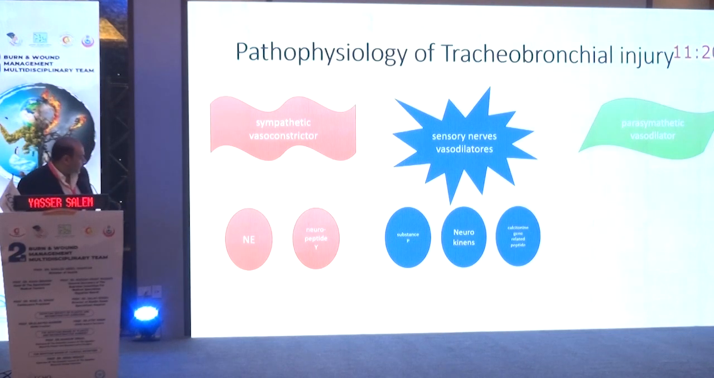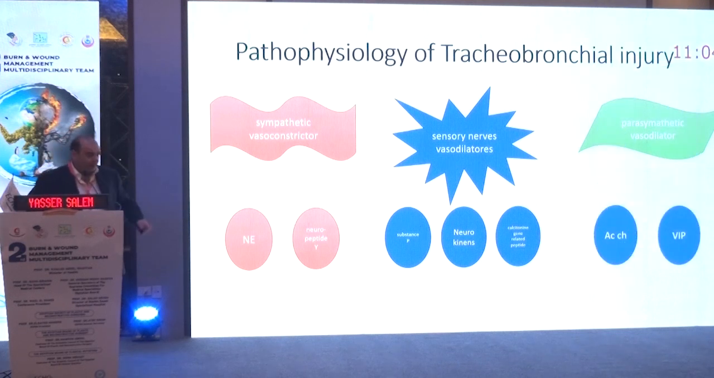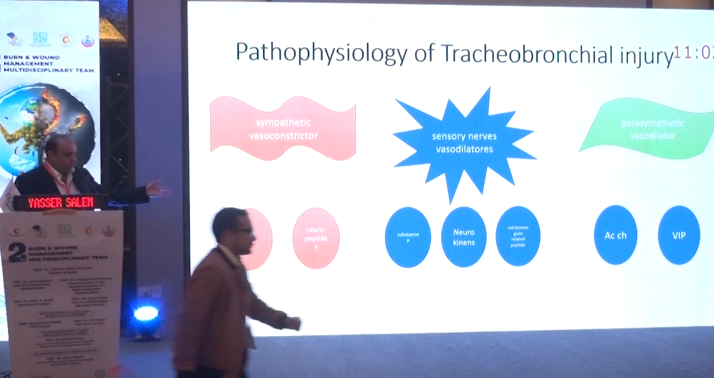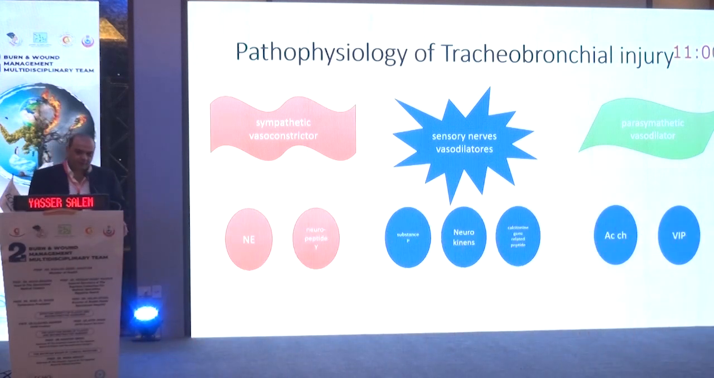So here we have norepinephrine and neuropeptide Y. These are the sympathetic vasoconstrictors. The sensory nerves release substance P, neurokinins, and calcitonin gene-related peptide. They are all vasodilators, marked in blue color. And the parasympathetic nerves, of course, release acetylcholine and vasoactive intestinal peptide, which are vasodilators. So vasodilators are far beyond the vasoconstrictors that are released in response to inhalational injury.